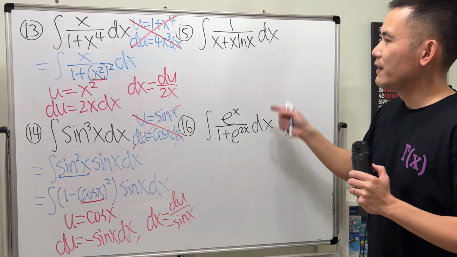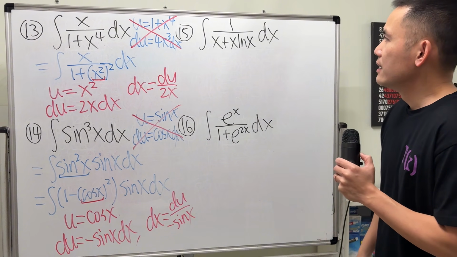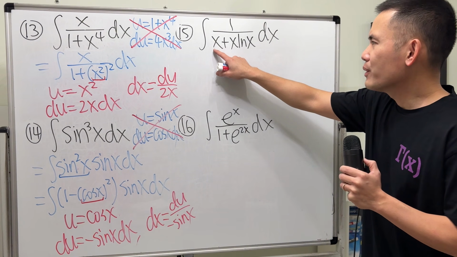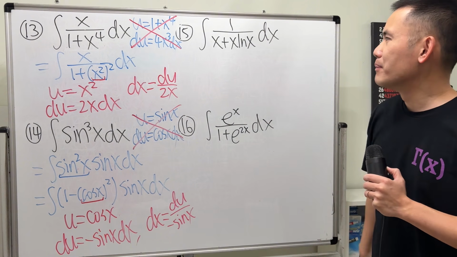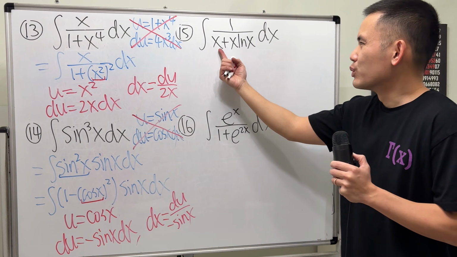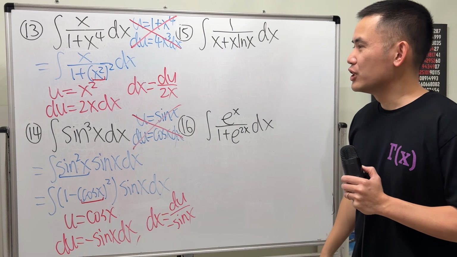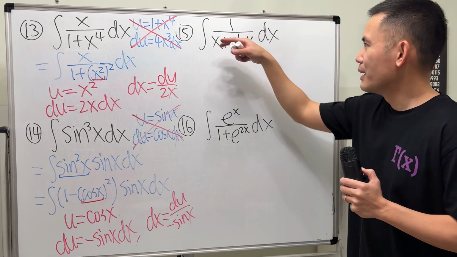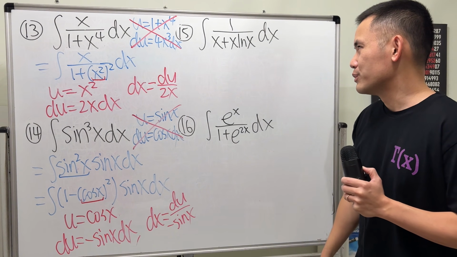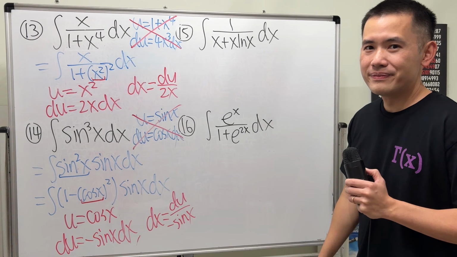Okay, number 15. Wow. I don't think I want to let u equal the whole denominator. I'd have the derivative of x plus x times ln x. It's a little bit too hard. Plus, I don't have anything else that I can really work with. So what do we do?